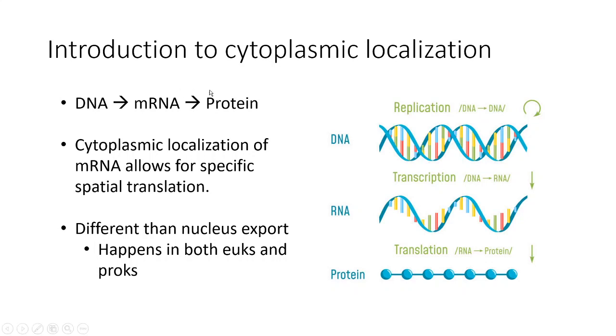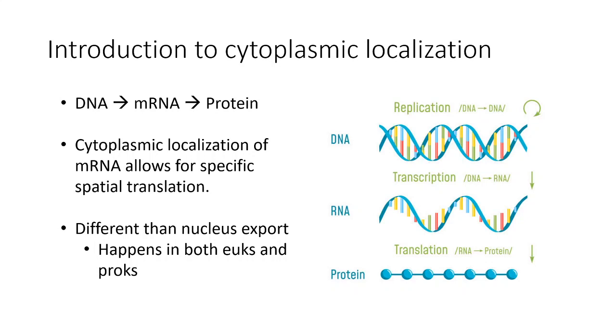We have learned that DNA encodes an RNA molecule through transcription, and if that RNA molecule happens to be mRNA, then it will be translated with a ribosome into a protein. Cytoplasmic localization is a process by which mRNA molecules are moved to spatially specific parts of the cell for translation into protein products. We will get into why this is useful later.